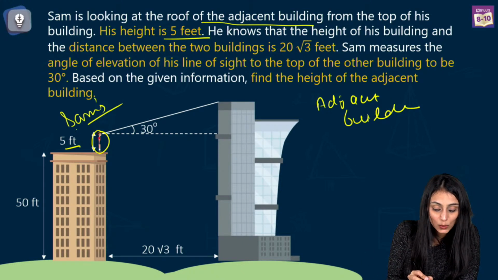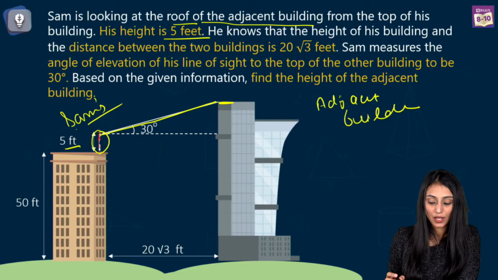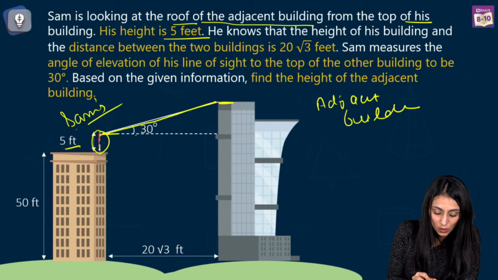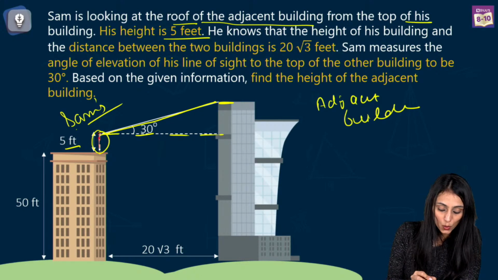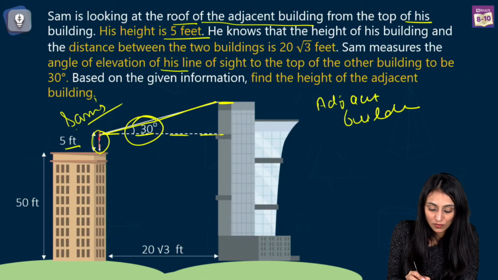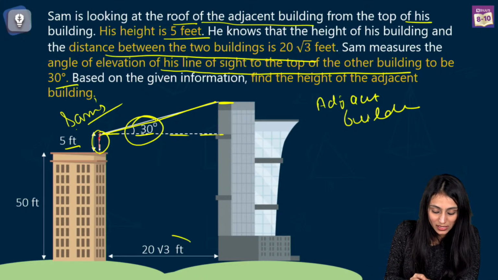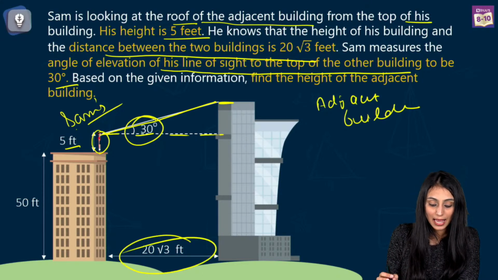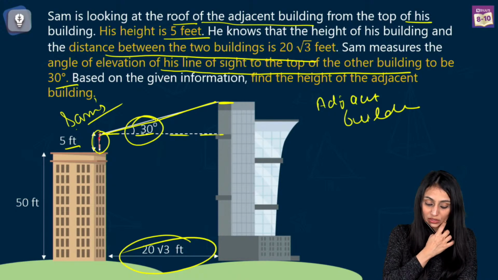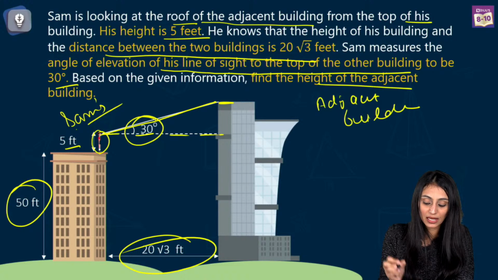Now, Sam is looking at the roof of the adjacent building. This is the roof of the adjacent building. Sam is looking here from the top of his building. So this is the horizontal axis this time, right? So he is looking up to view the roof of the other building. Then angle of elevation is formed, that's 30 degree. It is mentioned in the question, right? That angle of elevation of his line of sight to the top of the other building is 30 degrees. Now the distance between the two buildings is 20 root 3 feet, that's given. And we're also given that the height of Sam's building is 50 feet. This is the given information. We need to find the height of the adjacent building.